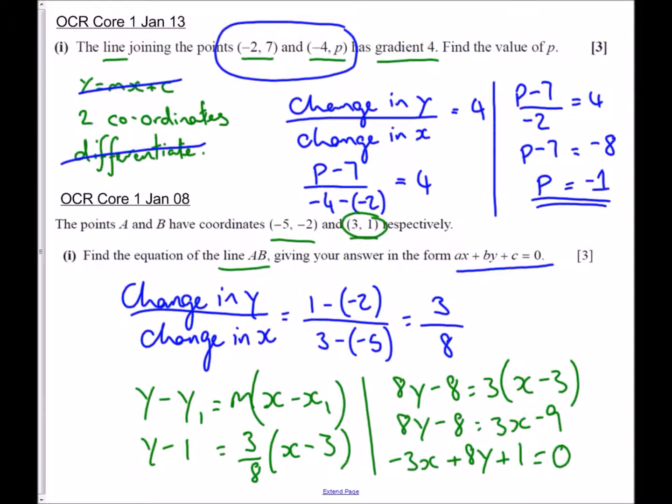So I now have all my integer values. There are going to be multiple different answers for this. Just so long as you can multiply everything by a constant and get my minus 3x plus 8y plus 1, you will have got the right method.